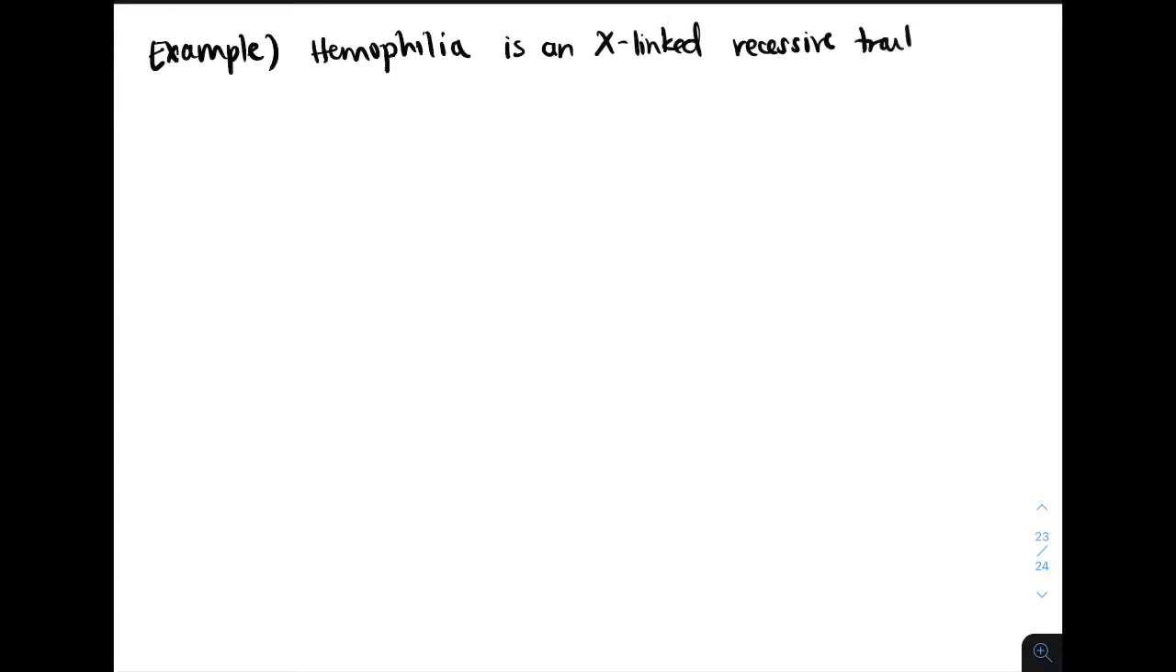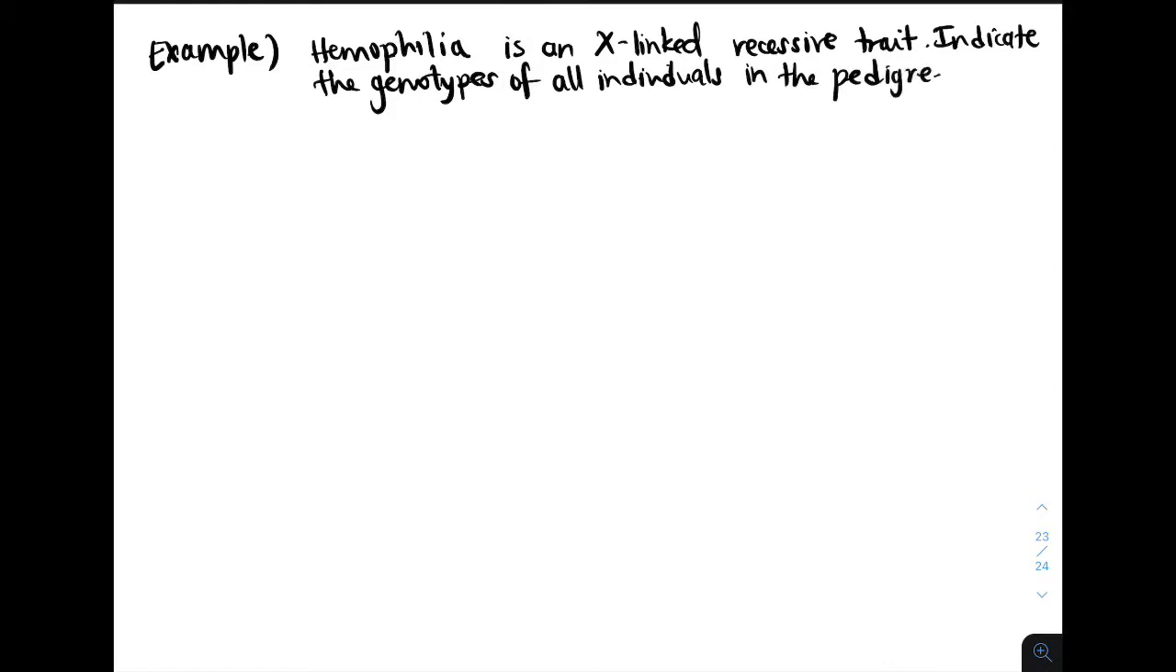Let's do another example. Hemophilia is an X-linked recessive trait. Again, let's indicate the genotype of all individuals in the pedigree. So here I'm going to draw out our pedigree.